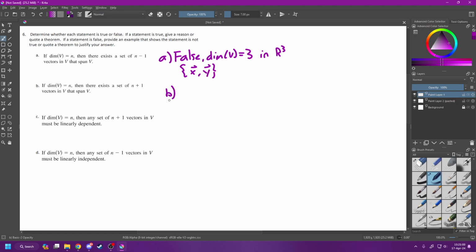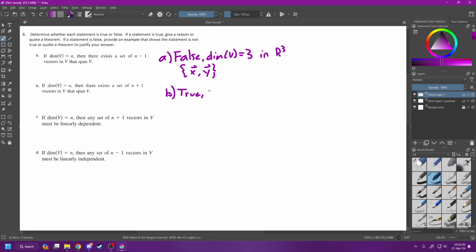For B, this statement is going to be true. If the dimension of V is equal to n, then there exists a set of n plus 1 vectors in V that span V. This will be true, of course, because, as I stated before, for a vector set to span V, there must be at least as many vectors in the set to match the dimensionality of the vector space. And the n plus 1 is still valid because it just implies that one of these vectors will become linearly dependent, which does not invalidate the fact that the set still spans vector space V.